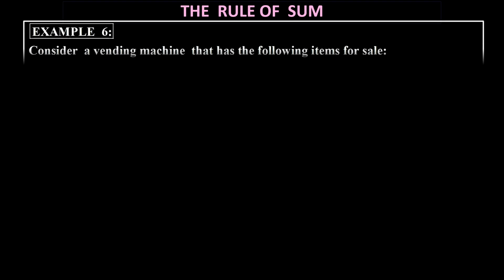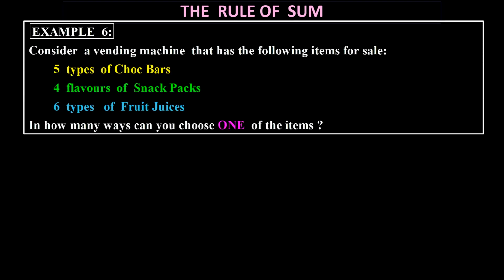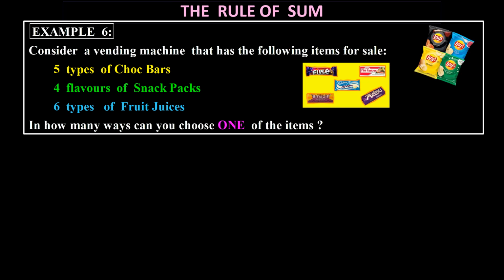Let's take a second example. We've got a vending machine that has the following items for sale. Right, we've got 5 chocolate bars, there's the chocolate bars, and then we have snack packs, there's the snack packs, 6 types of juices there. And how many ways can you choose one of the items? Emphasis on, you want to choose one.